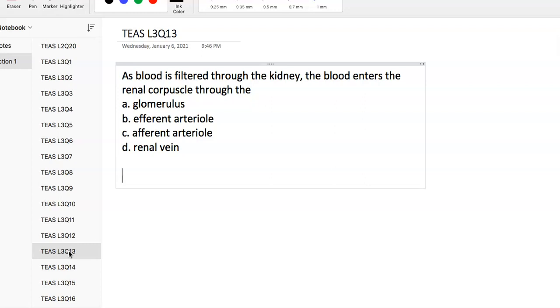As blood is filtered through the kidney, the blood enters the renal corpuscle through the afferent arteriole. Answer choice C. The blood enters the renal corpuscle through the afferent arteriole, is filtered through a network of capillaries known as the glomerulus, and exits through the efferent arteriole.